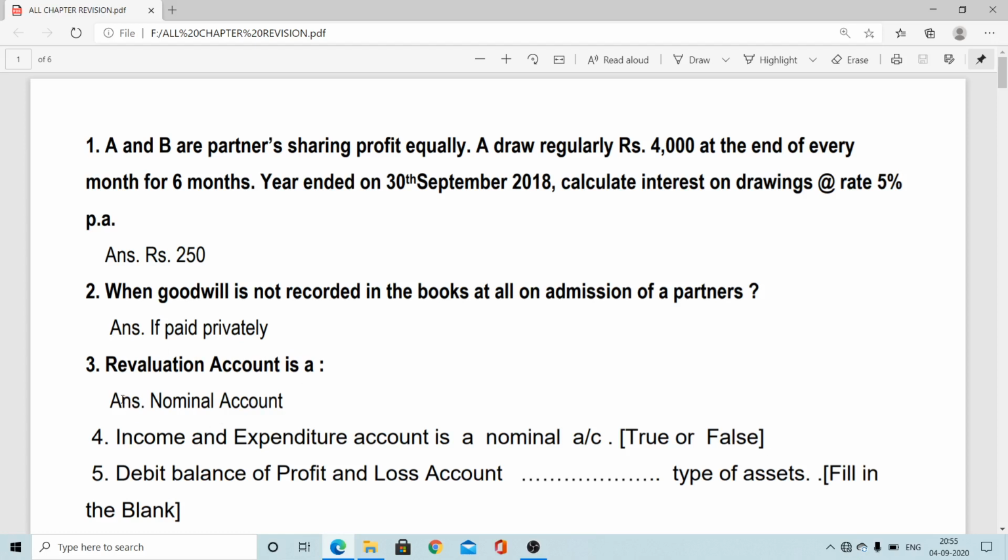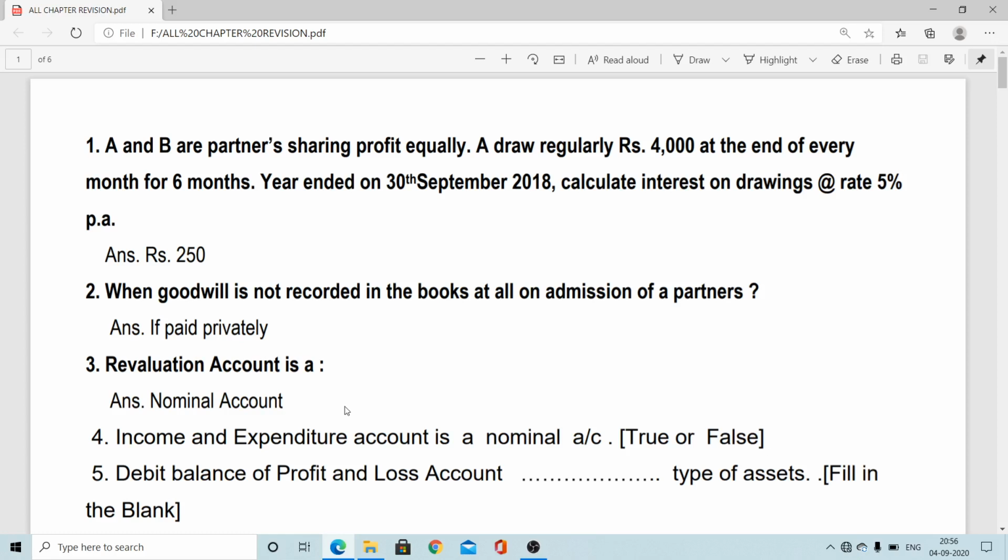Now after that, the third question: revaluation account. Which type of account is it by nature: personal account, real account, or nominal account? We know that revaluation, realization, and profit and loss appropriation are all by nature nominal accounts, and the nominal rule is applicable to them. So that is the third question.